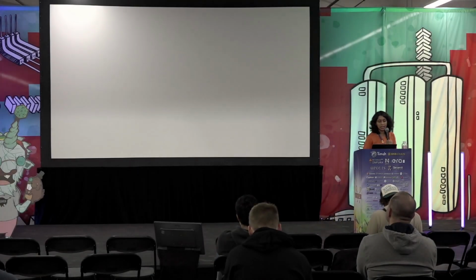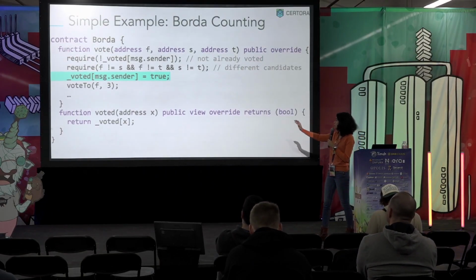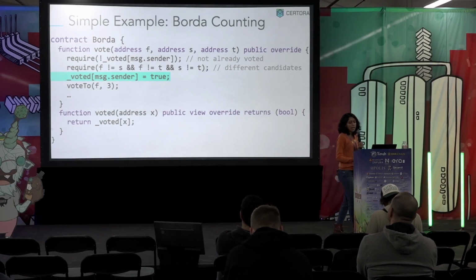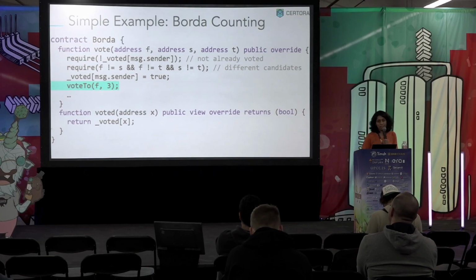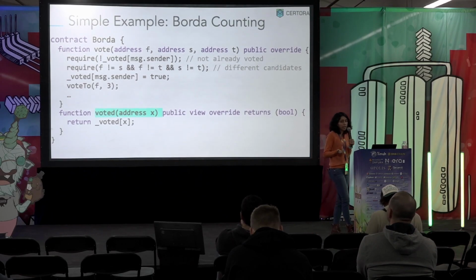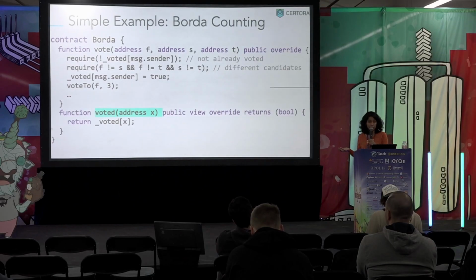And then in the third line is where the actual voting happens. So, before that happens, you just set the voted status of the message sender to true. And then you just vote, right? So you give the first candidate a vote of 3, the second one 2 and 1, and so on. And so that's really simple. And we also have this other function called voted. And voted is just simply returning the voted status of some address. So this is a very simple program.